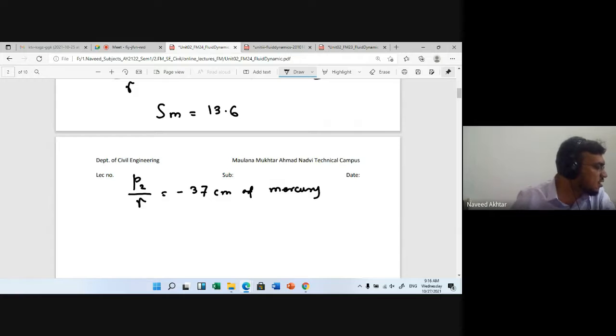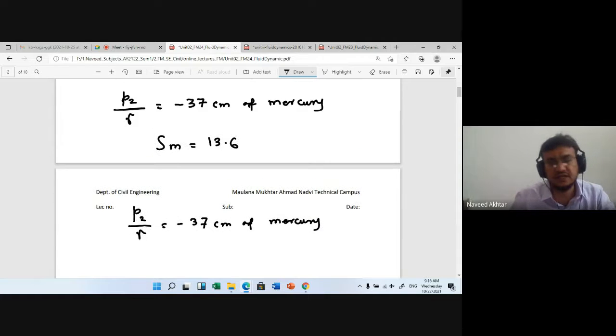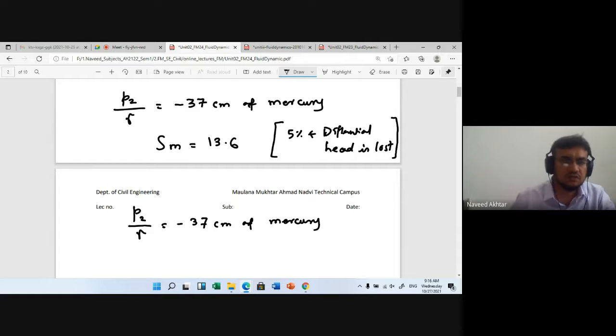Also, the head loss or differential head is given. 5% of the differential head is lost. This is also given in the example.